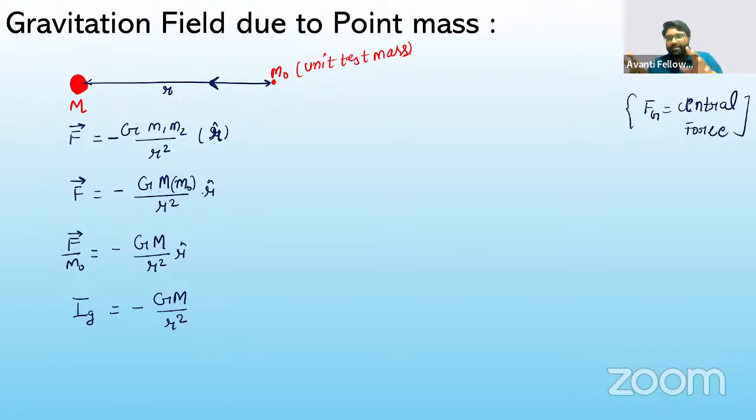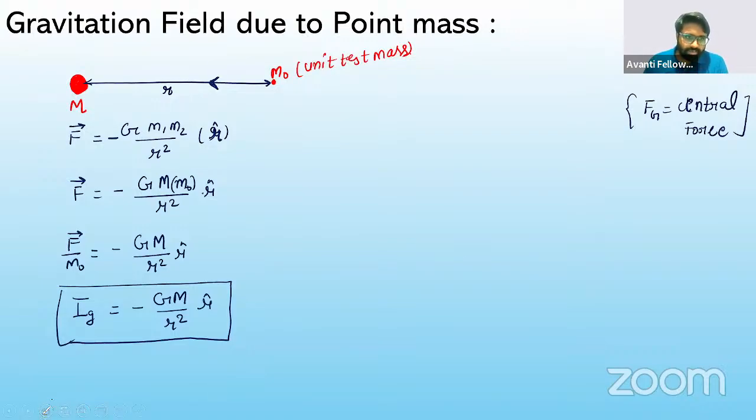The intensity, the impact of the gravitational field which is created by a mass particle, that we have discussed in the previous slide. This is valid for all types of mass particles. Clear? It is for a point mass particle. I is equal to minus G capital M upon r square r cap.